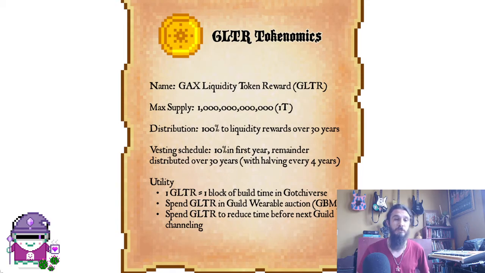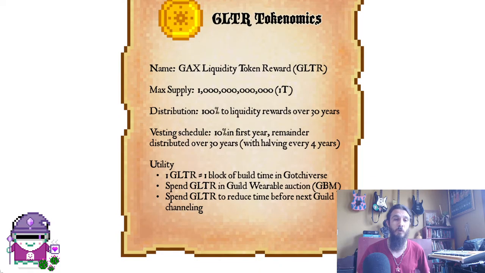Here you see the Glitter tokenomics. It is 1 trillion distributed over 30 years, 10% in the first year, and the remainder over 30 years with a halving every 4 years. So Glitter is a finite resource. So is time. So it's good that you can trade time for Glitter because they're both finite. One Glitter equals one block of build time in Gotchiverse. You spend Glitter in GBM guild wearable auctions, and you spend Glitter to reduce time before the next guild channeling.